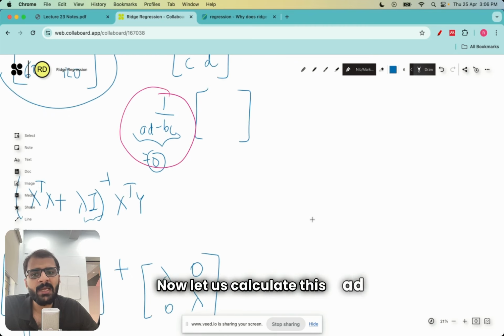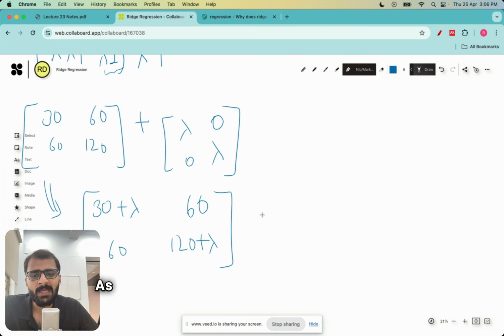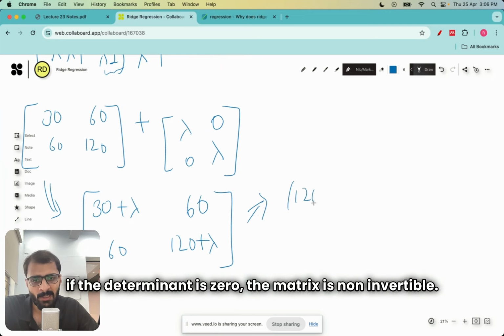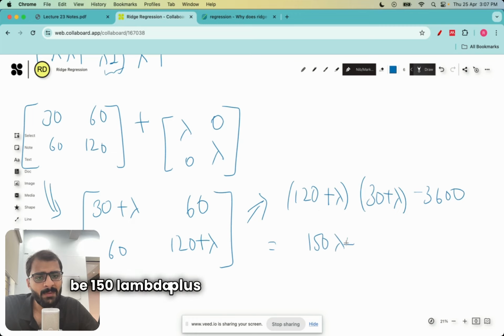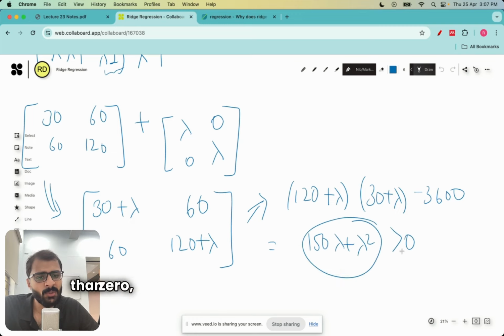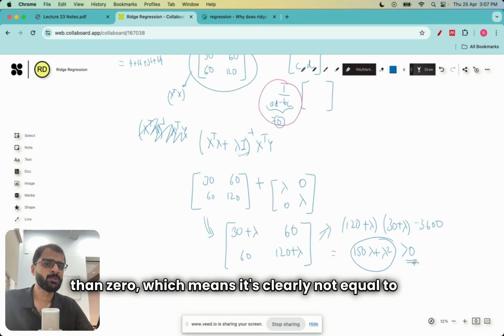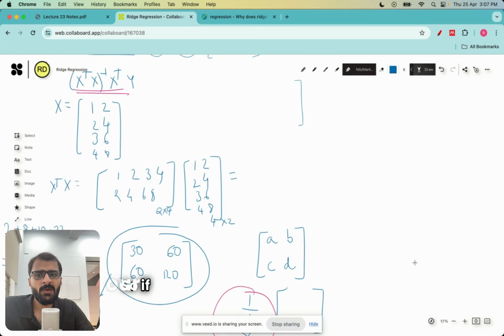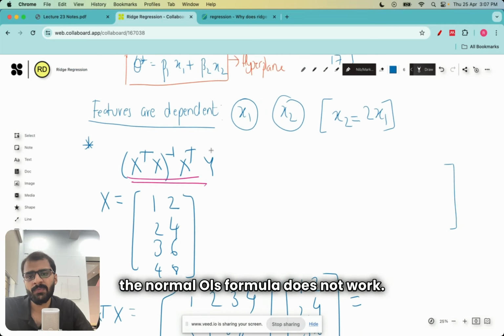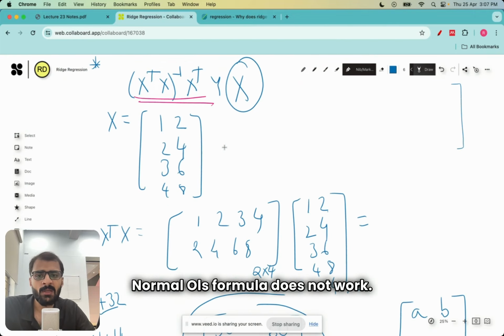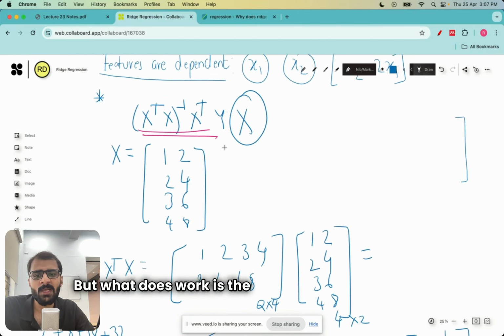Now let us calculate this AD minus BC, which is the determinant. As a rule, if AD minus BC is 0, which means if the determinant is 0, the matrix is non-invertible. So if you do AD minus BC here, this will be 150 lambda plus lambda square. It will be greater than 0, which means it's clearly not equal to 0. So if our features are dependent, then the normal OLS formula does not work. But what does work is the Ridge regression formula.